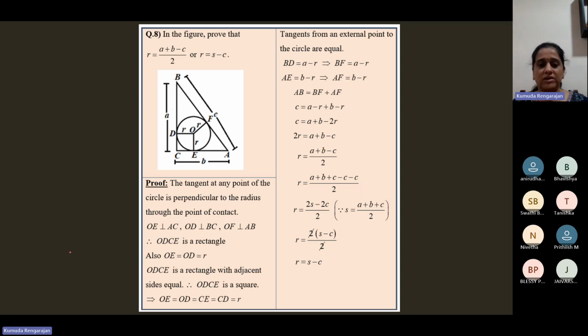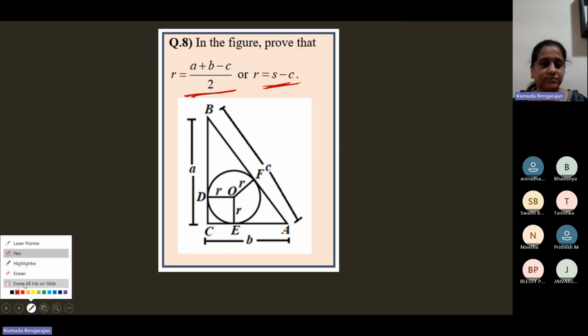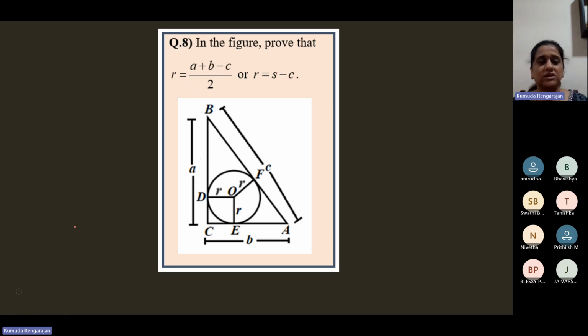I'm not explaining this proof again. It's similar to the earlier one. So these results, please remember in words. In a right triangle, the inradius is equal to the sum of the legs minus the hypotenuse, divided by 2.